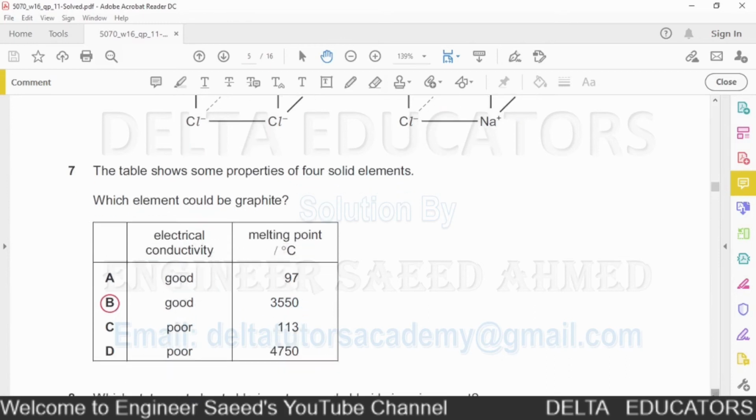Question number 7. The table shows some properties of 4 solid elements. Which element could be graphite? Graphite is a good conductor of electricity. So in the column electrical conductivity, we are looking at options A and B. We have given good. In C and D, it is given poor. So our possible options will be A and B because graphite is a good conductor of electricity.